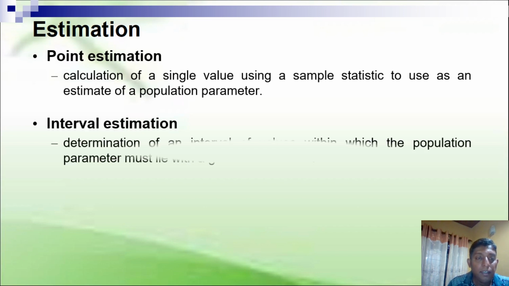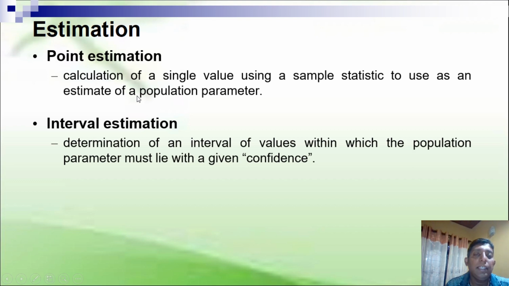Interval estimation: in point estimation we just compute a single value for the sample statistic, but for interval estimation we calculate a range of values. That's why we call it an interval. It is the determination of an interval of values within which the population parameter must lie with a given confidence. Here we calculate the range of values in which the population parameter must lie, and we also give the confidence level. Those things will be discussed in detail in the next session.